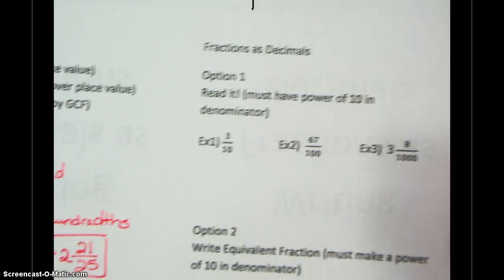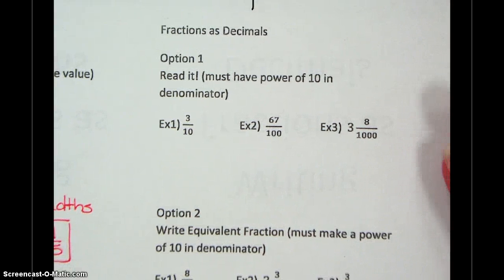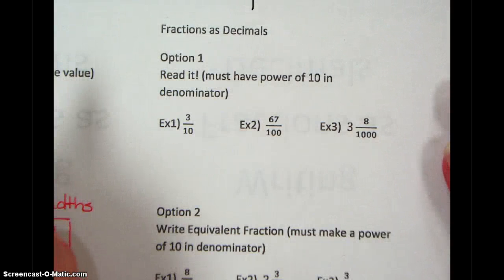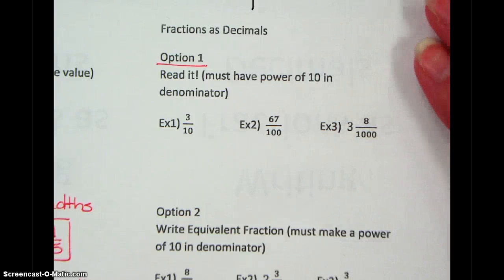Let's move on over here to fractions as decimals. So we're going to write fractions as decimals. You'll notice that there are 3 options, 1, 2, and 3. Option number 1 is read it. You must have a power of 10 in the denominator. So example 1 is 3/10.